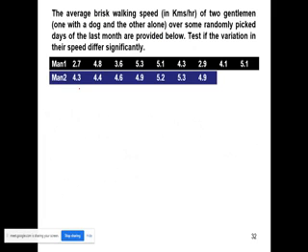Okay, let us take a live example here. The brisk walking speed in kilometers per hour of two gentlemen, one with a dog and another alone. So this is also important. Morning walk: one walks with the dog and another alone, over some randomly picked days. The last months are provided below. You see, they are not equal in number, like the two sample t test. Test if the variation of the speed, variation, not average. Test if the variation in their speed differs significantly.